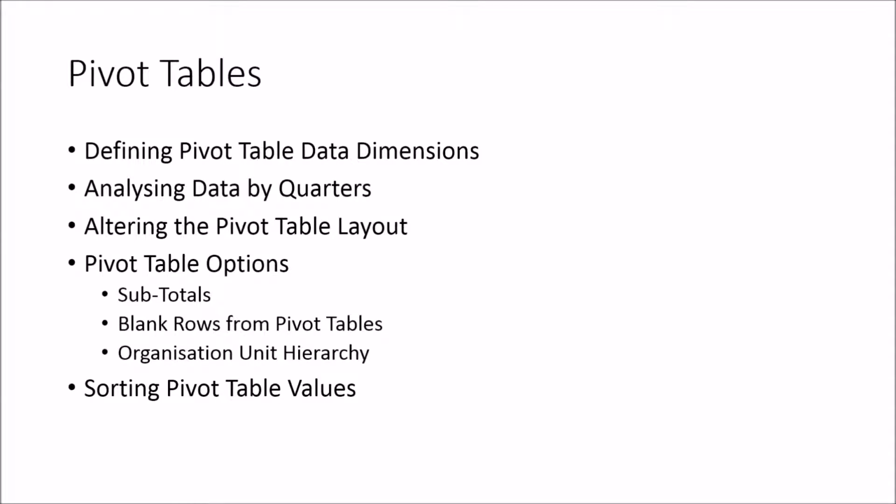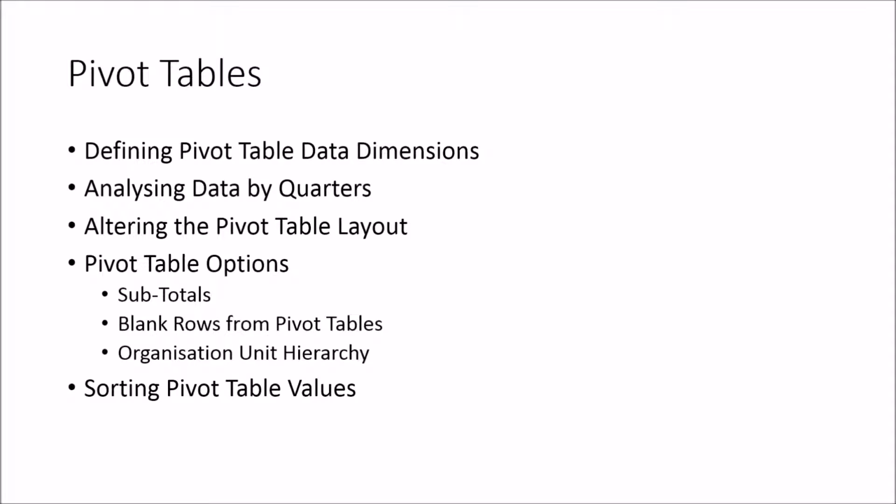In this session, we will be going over the pivot table basics. This includes defining pivot table data dimensions, which is very similar to selecting data dimensions in the data visualizer. We will also show how to analyze data by quarters by selecting quarterly period types. We will demonstrate how to alter the pivot table layout, including defining your rows, your columns, and your filters.